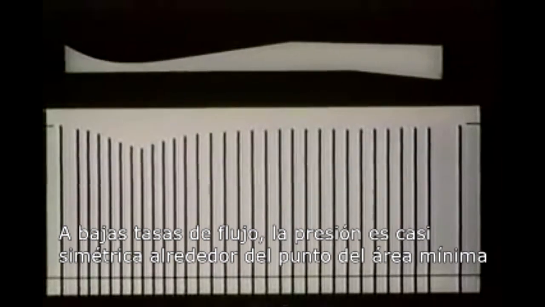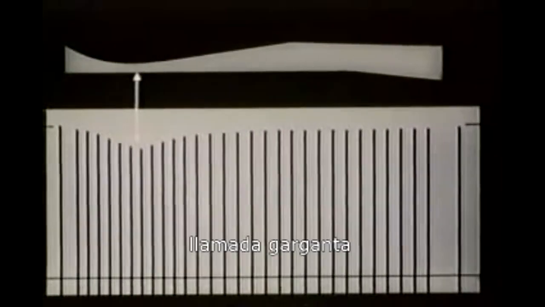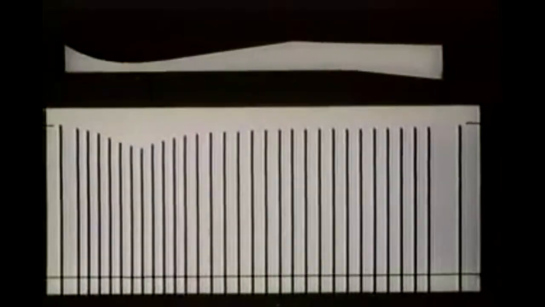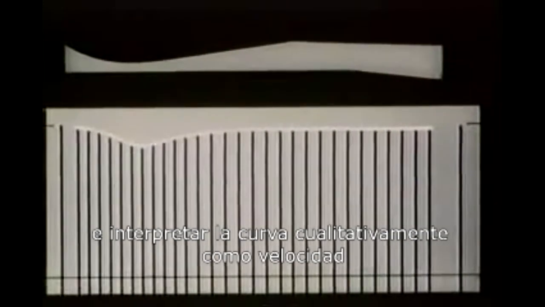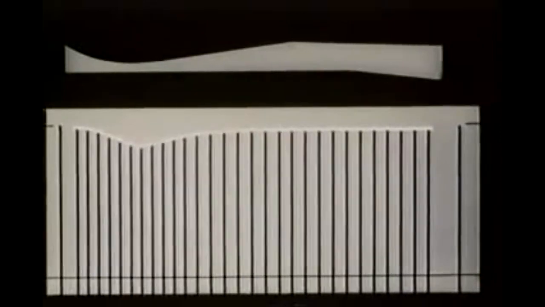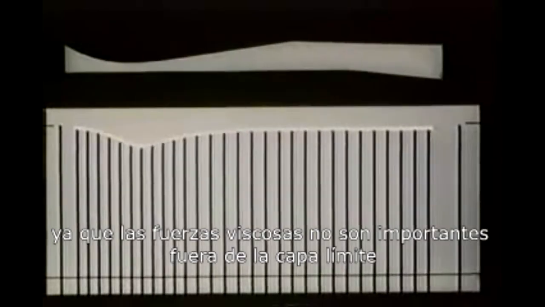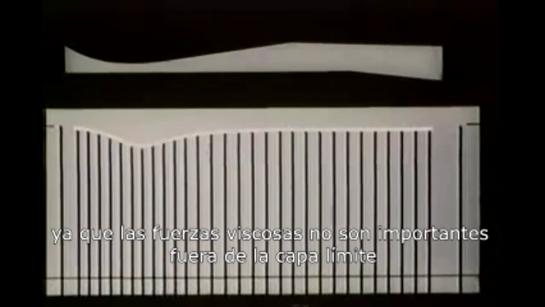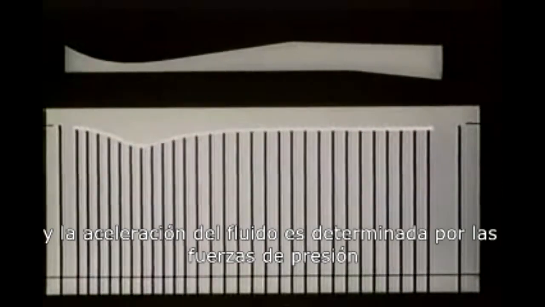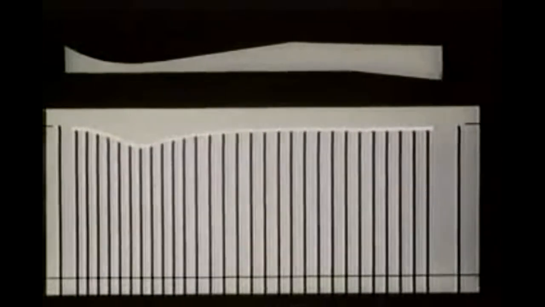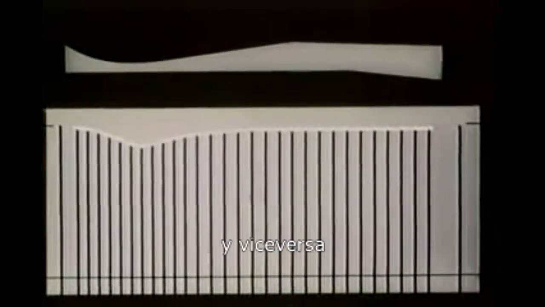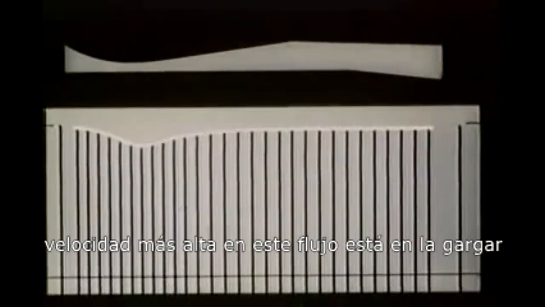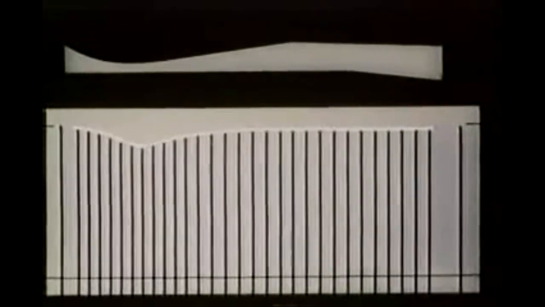At low rates of flow, the pressure is nearly symmetrical around the point of minimum area, called the throat. We can draw a continuous pressure distribution and interpret the curve qualitatively as velocity. This is because viscous forces are not important outside the boundary layers, and the fluid acceleration is determined by pressure forces alone. A falling pressure always means a rising velocity, and vice versa. The highest velocity in this flow is at the throat.